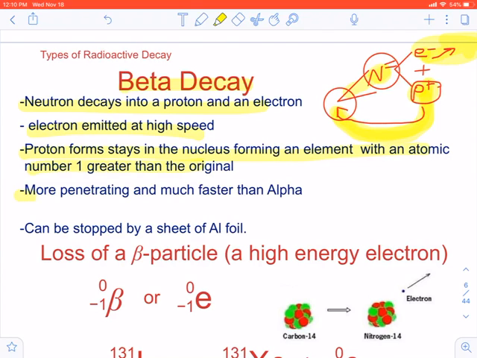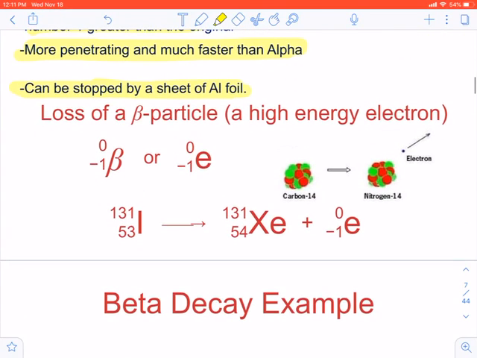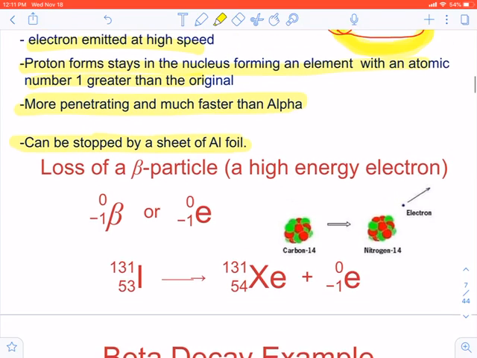What's really important to know is that it's more penetrating and much faster than alpha decay. If I had my beta decay gun and you held up a piece of paper, it would go through the paper. Now you need something like a piece of aluminum foil. In movies you sometimes see people wearing aluminum foil hats, because they're trying to stop beta decay.